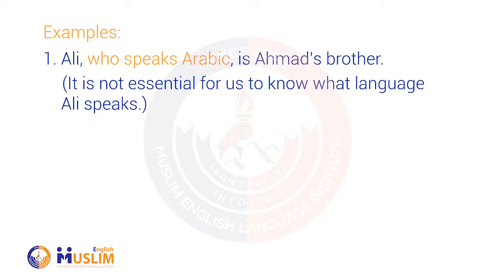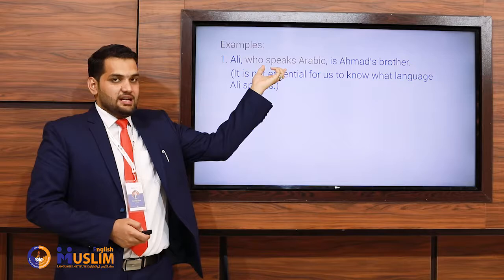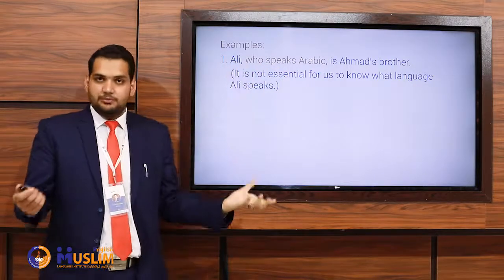For example, number one, Ali, who speaks Arabic, is Ahmad's brother. Here, the adjective clause is who speaks Arabic. And the antecedent is Ali. Ali is a proper noun.